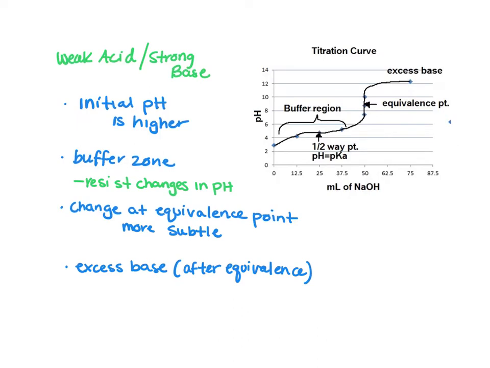And then we'll also take a look at calculations that are happening after we've reached that equivalence point, which will be higher than a pH of 7 because we're adding the strong base to the weak acid. And so we'll look at those excess base calculations as well.